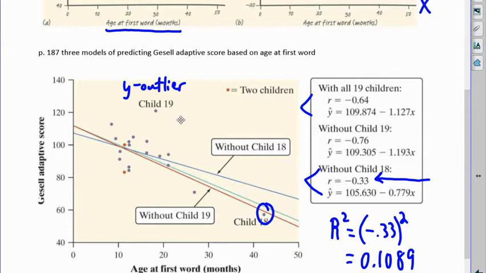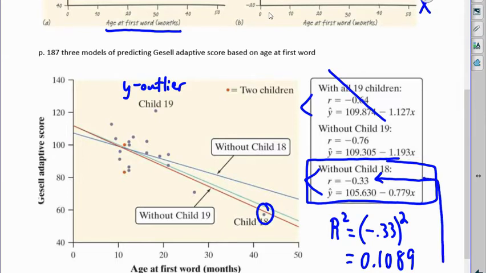So you can see that with child 18 removed, we see a substantial change in the model. I actually think that this is probably a more appropriate model than using all the children, but it also clearly shows that it is not a very good model at all. And so probably whether you had an outlier or no outlier, this is not a good model to determine somebody's intelligence just based on how old they were when they said their first word.